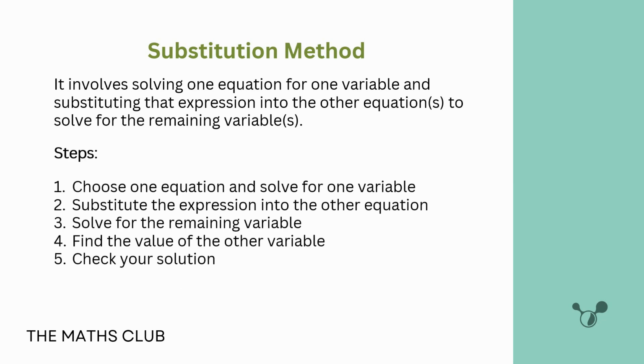So the steps are: first, choose one equation, maybe equation 1 or equation 2, and solve for one variable, maybe make y the subject of the formula. When you do that, you substitute that y into the other equation, and then you solve for the remaining variable, and then you find the value of the other variable, and then you check your solution. I know that in the previous example I've not been checking my solution, but you should check your solution. I'll try and remember to do this in this particular example.